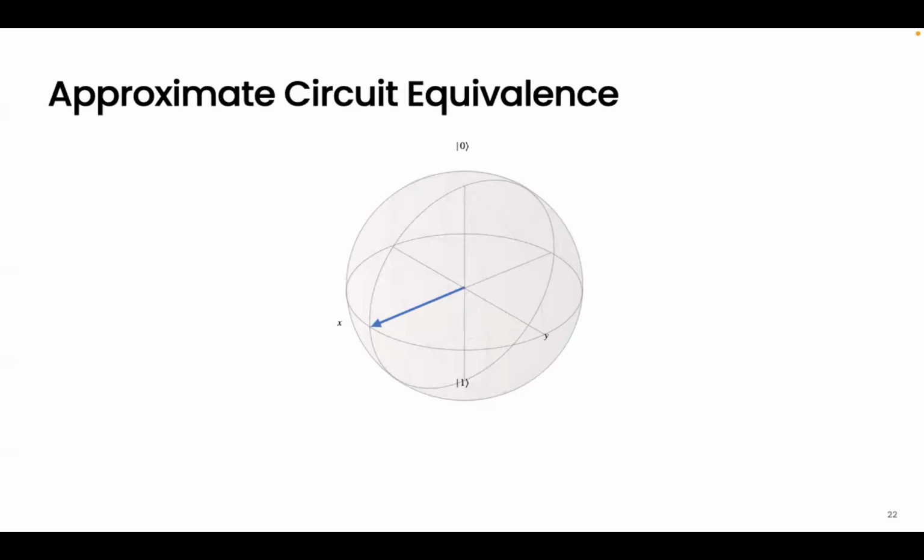equivalent. To illustrate this, if I have this input state and I apply a circuit to bring it over here, and then I start from the same place and apply an approximation of that circuit, I can quantify how different these are. By doing that, you can say that if the distance is less than or equal to some epsilon, then we'll say these circuits are epsilon-equivalent. So if epsilon is 0, then they're exactly equal.